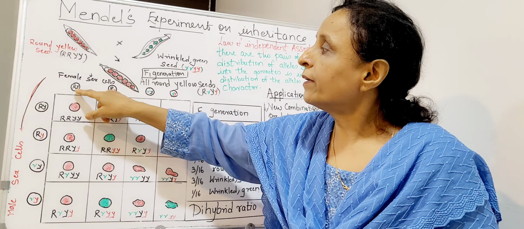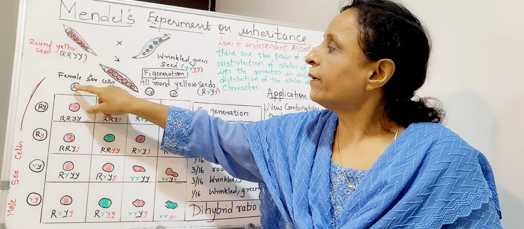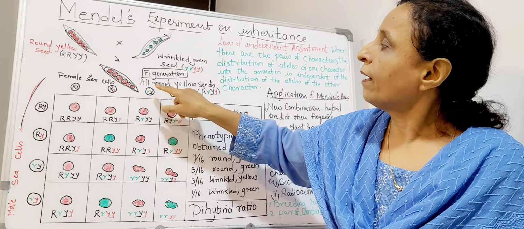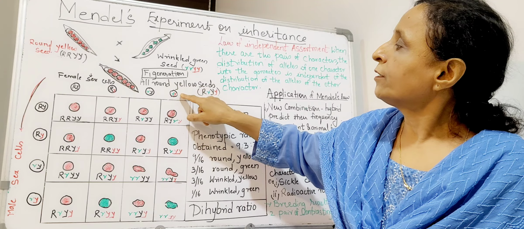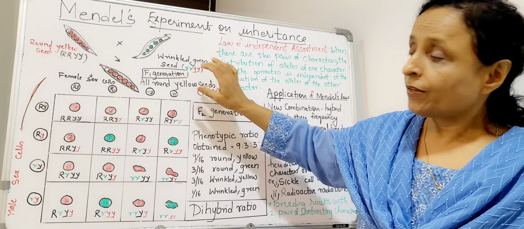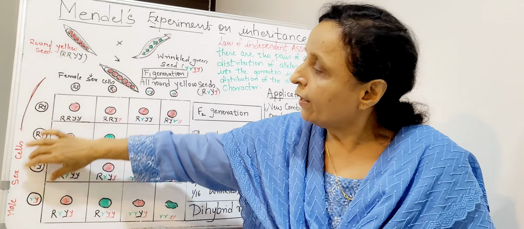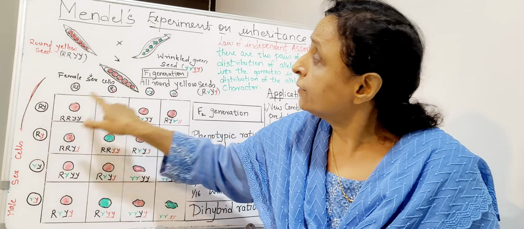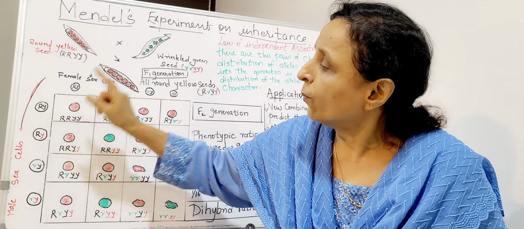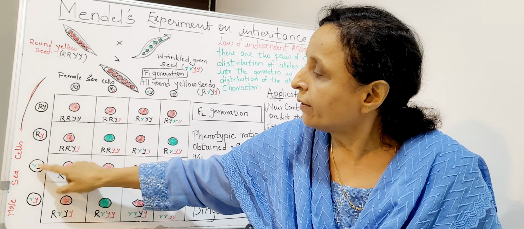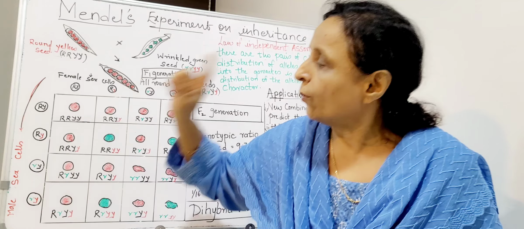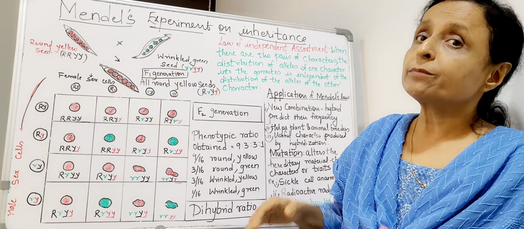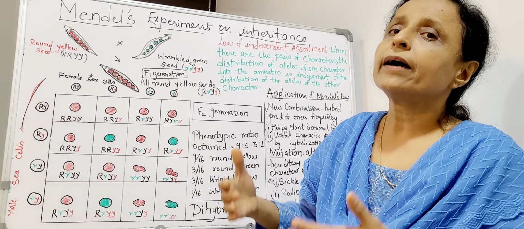So what gametes are present here? Capital R, capital Y. Capital R, small y. Small r, capital Y. Small r, small y. In the same way, the sex cells are formed in the males also: capital R, capital Y; capital R, small y; small r, capital Y; small r, small y. So the sex cells are differentiated, and by Punnett's square, let us see what type of combination is possible.